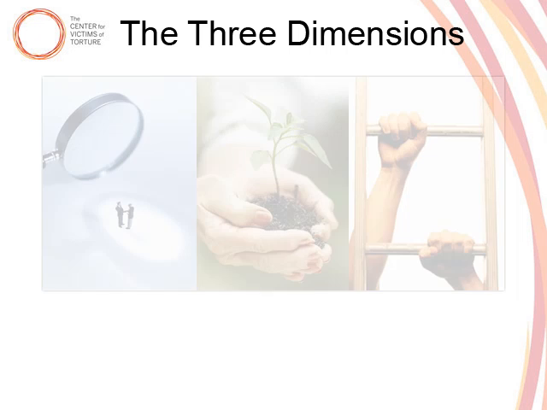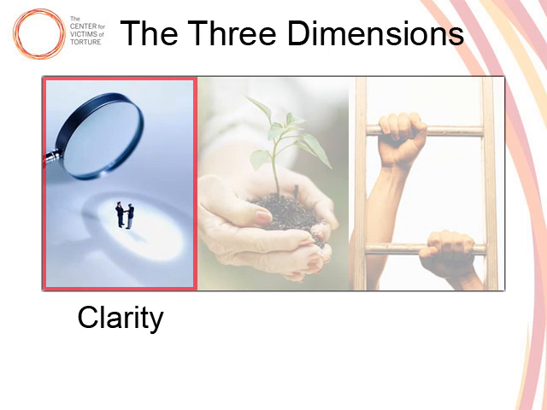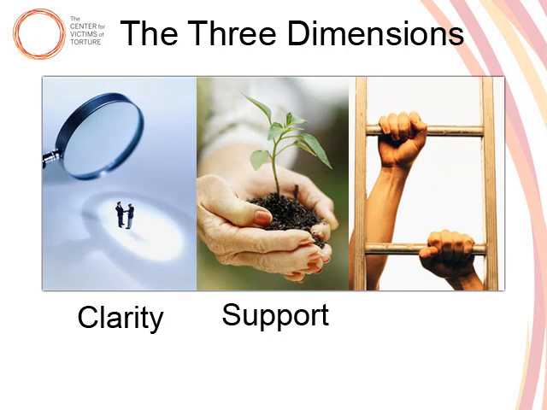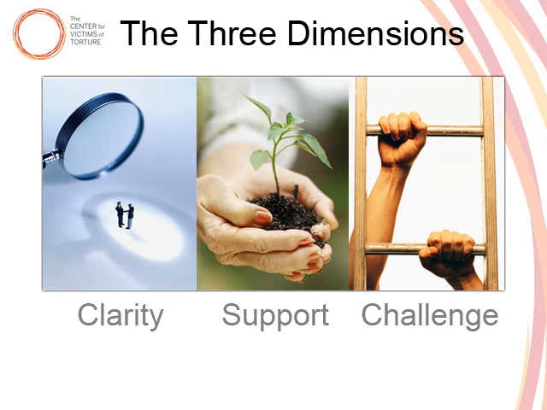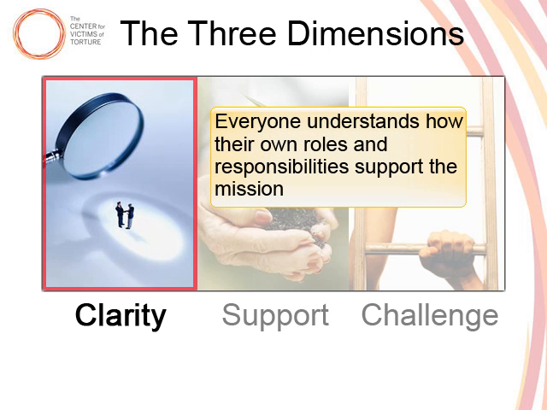Remember, there are 3 key dimensions that affect work climate and motivation. These dimensions are clarity, support, and challenge. When a work climate is high on the clarity dimension, it means that each member of the work group understands his or her role and responsibilities within the big picture.